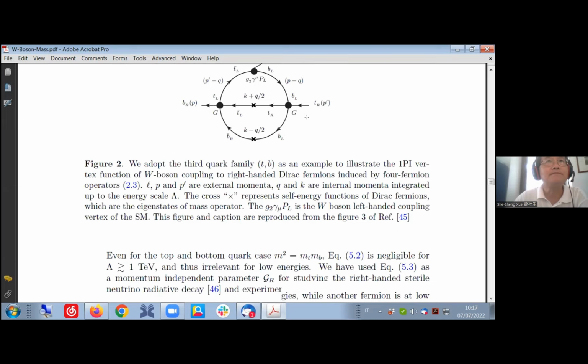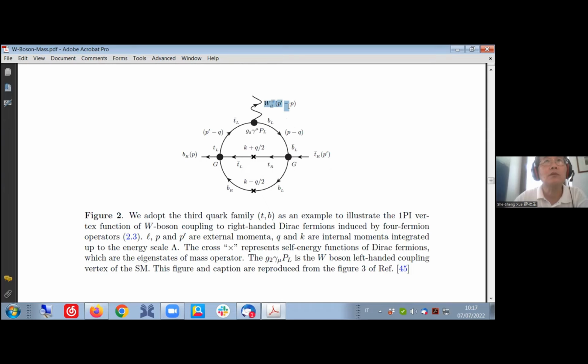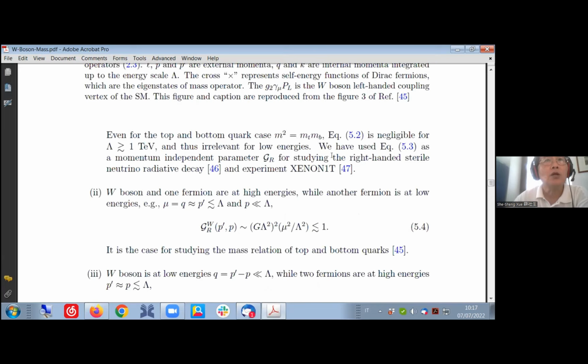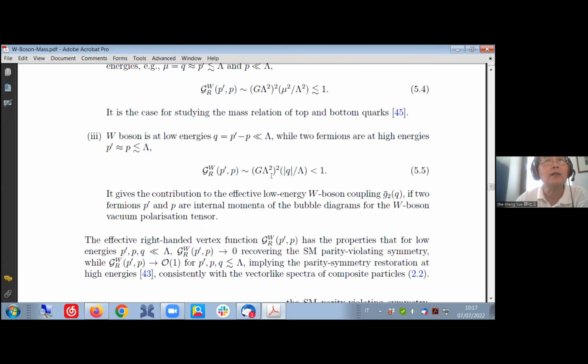So this is a diagram to show you why the W boson, through this Fermi-type interaction, can couple to a right-hand particle. Here the right-hand I is represented as top and bottom. I can be a right-hand neutrino, and all right-hand is the whole family of right-hand particles. Now, there are several cases which are of no interest in this calculation. The thing I want to calculate is this one.